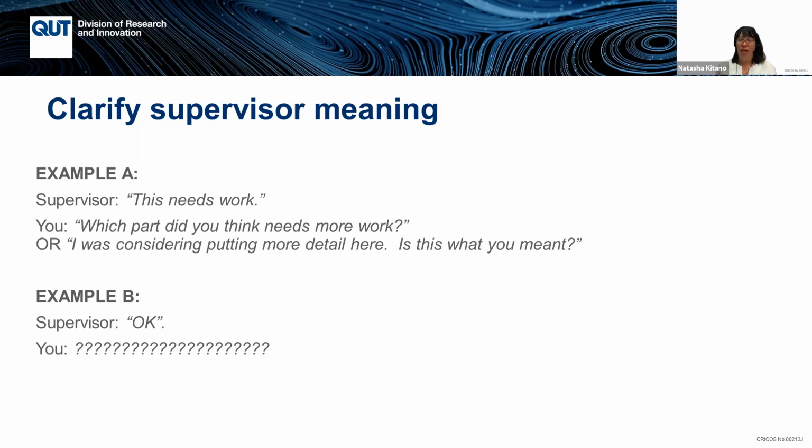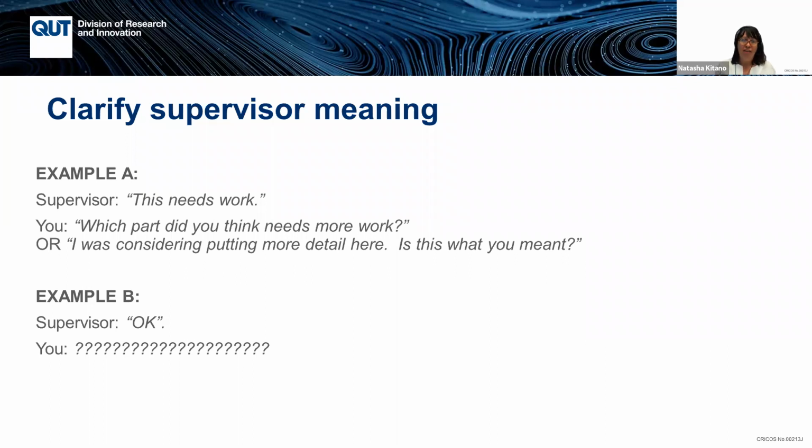So what you need to do is go back to the supervisor and ask those specific questions. So for example, you'd say, which part did you think needed more work? Or I was considering putting more detail here. Is that what you want? If you don't get more specific advice, you may end up changing things and actually making it worse, okay?